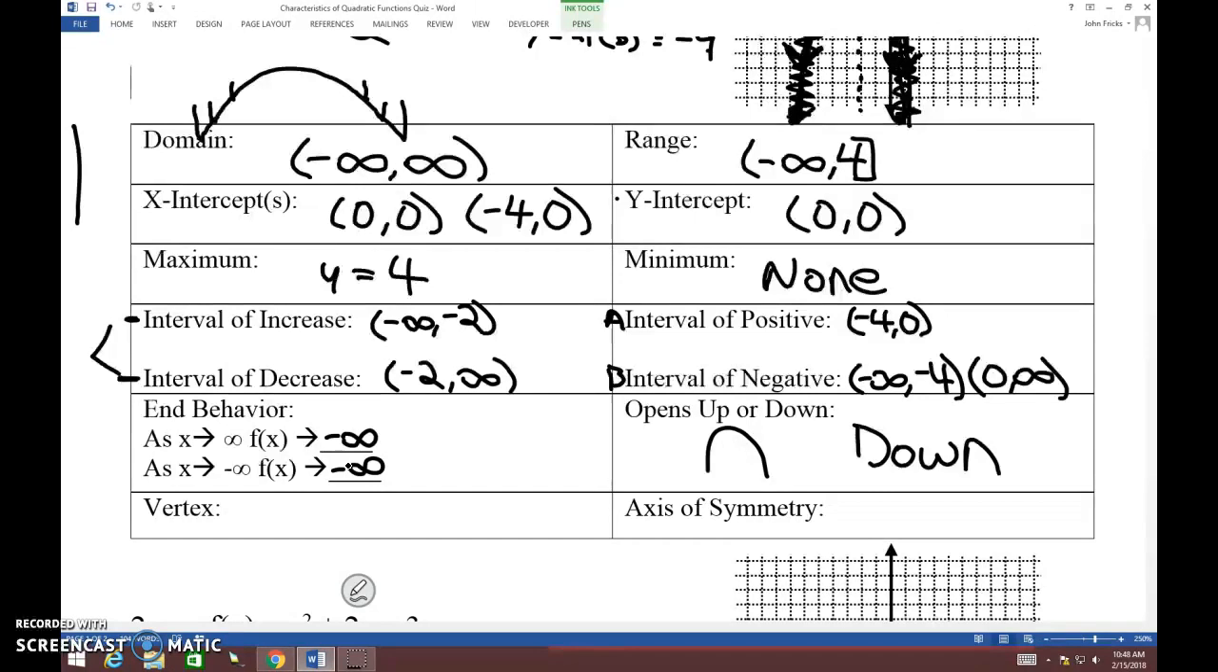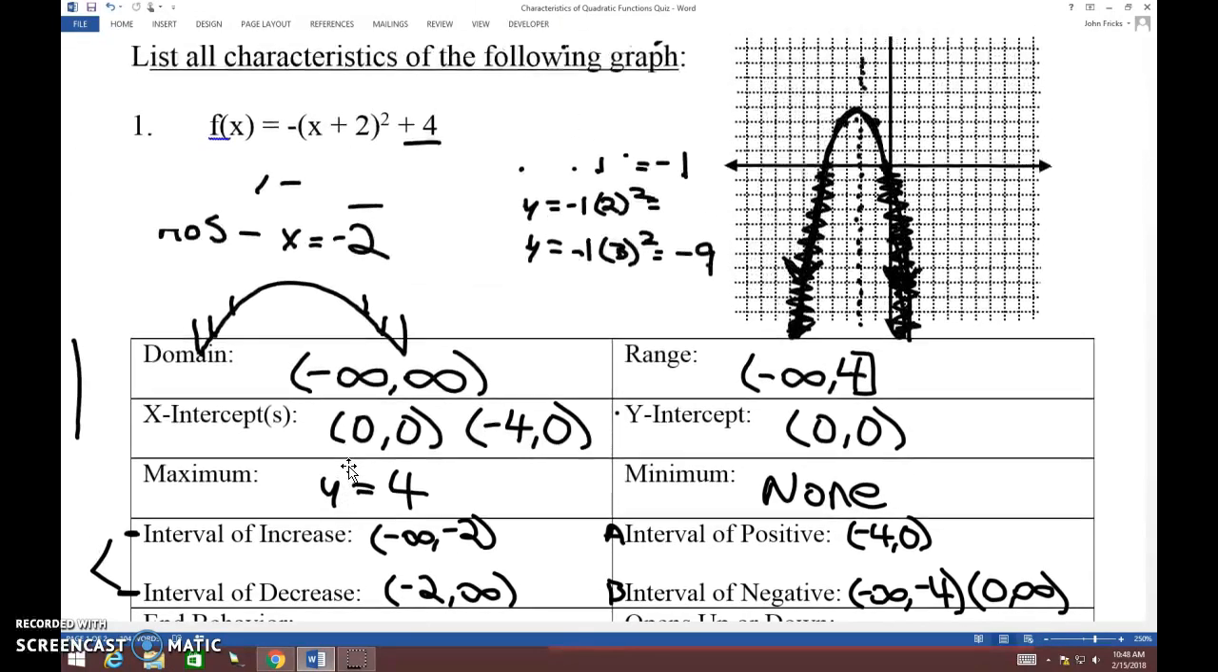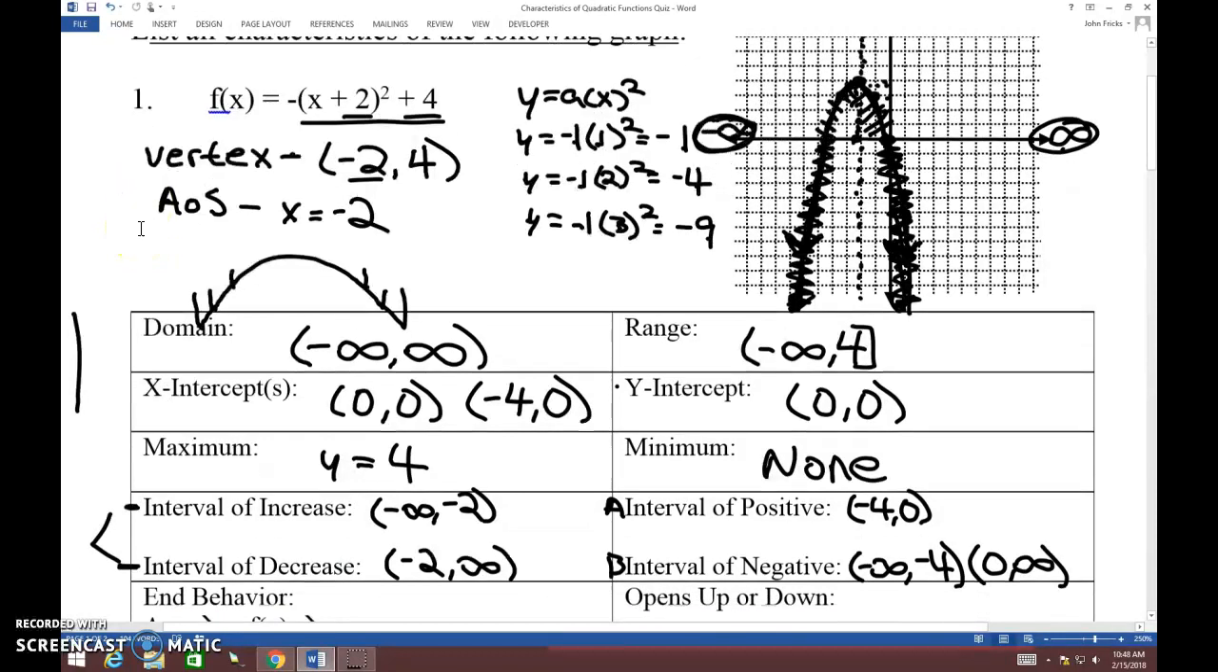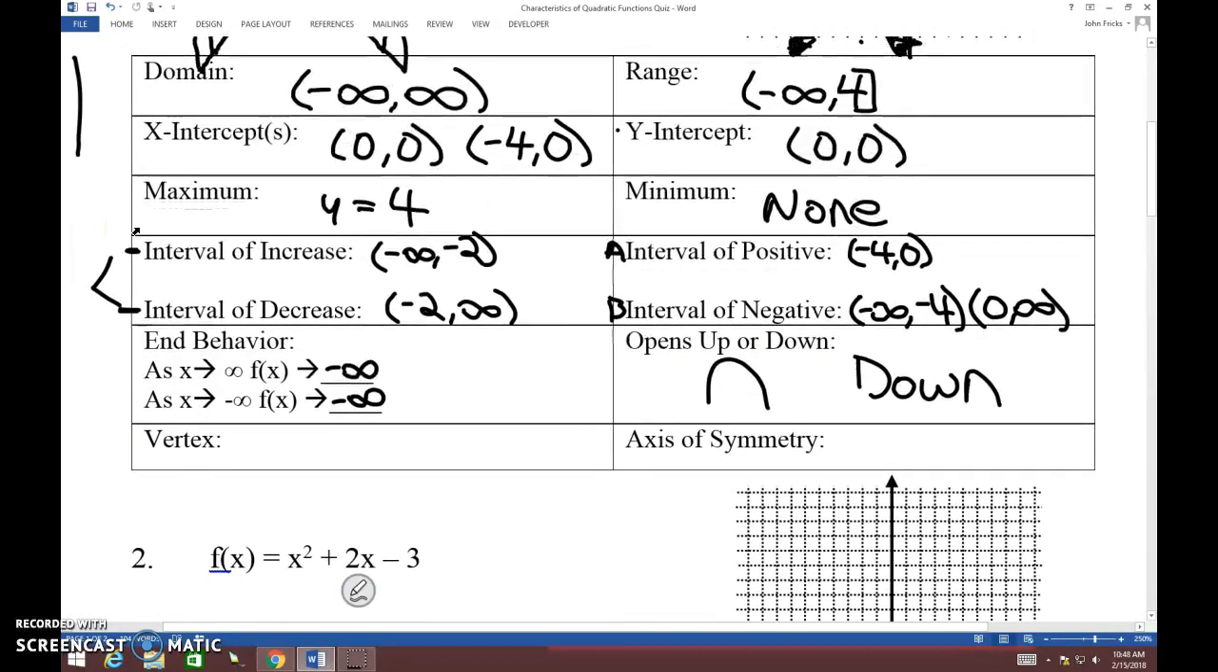Now, outside of that, we already determined the vertex as well. If you recall, we said the vertex and the axis of symmetry are located right here and right here. So for that, we would say that we're going to have negative 2, 4 as the vertex. Negative 2, 4. Up, negative 4, sorry. No, it's positive 4, right? And then the axis of symmetry would be x equals negative 2.